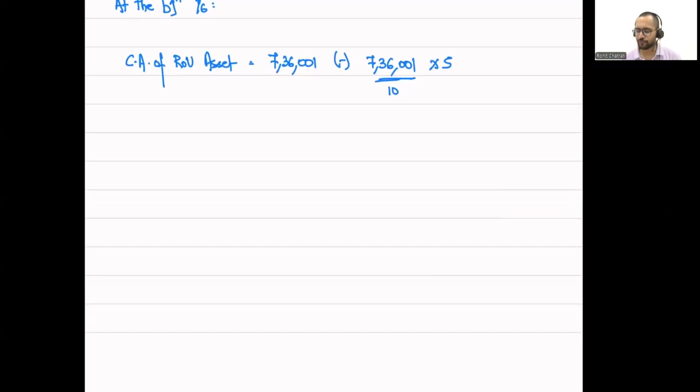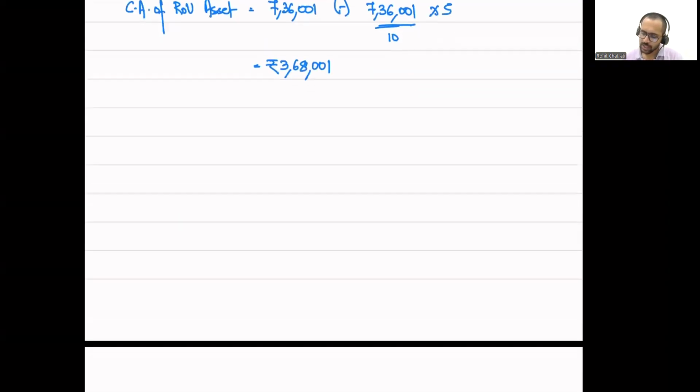multiplied by 5 gives the depreciation for a period of 5 years, and this is going to be equal to 3,68,001 rupees. I'm just rounding it off. 3,68,001 rupees will be the carrying amount of the right of use asset. Then we have to calculate the carrying amount of the lease liability at the beginning of year six. What is the carrying amount of lease liability at the beginning of year six?